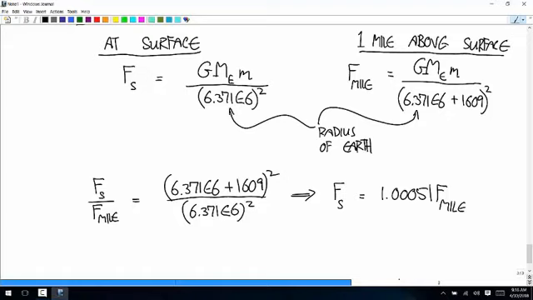Any questions about the thought process there? So all the M's and the G canceled out, and we just got left with that stuff, and that comes out to be basically 1. If it was exactly 1, then they would be exactly the same. Yep.